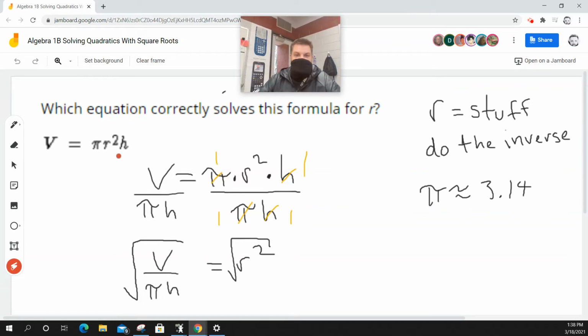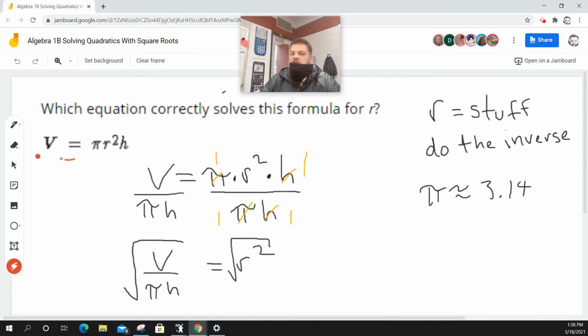This is almost identical to the last problem, except it's different letters, but the process is the same. We're going to solve for r, which means we're going to get all the other stuff on the other side of the equation. How do we do that? We do the inverse operation. Remember that pi is just a number that's about 3.14.